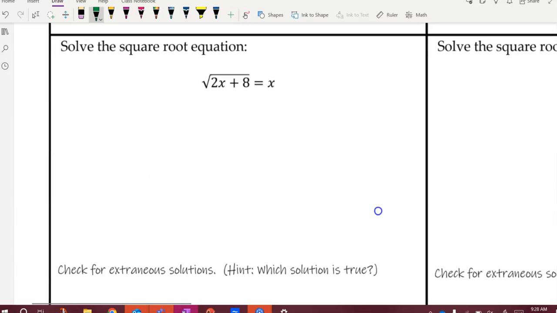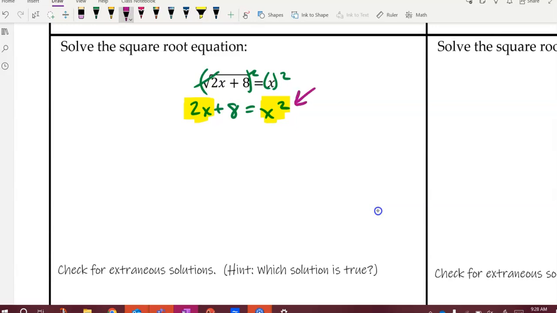All right, solve the square root equation. The square root on the left is already isolated, so I just need to go ahead and get rid of that square root by squaring it. And I'm noticing that I have an x squared and an x. When an x squared and an x are present, this automatically tells me this is going to be a quadratic equation.